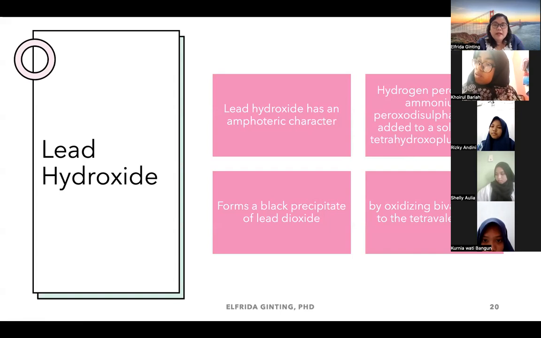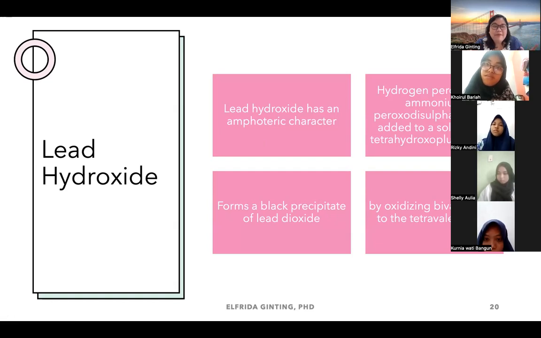And then further, if you have tetrahydroxoplumbate, you can also oxidize it, and it will form lead dioxide. And this lead dioxide is a black precipitate. So it can be precipitate, dissolve, precipitate again. So this is what it means by amphoteric character.